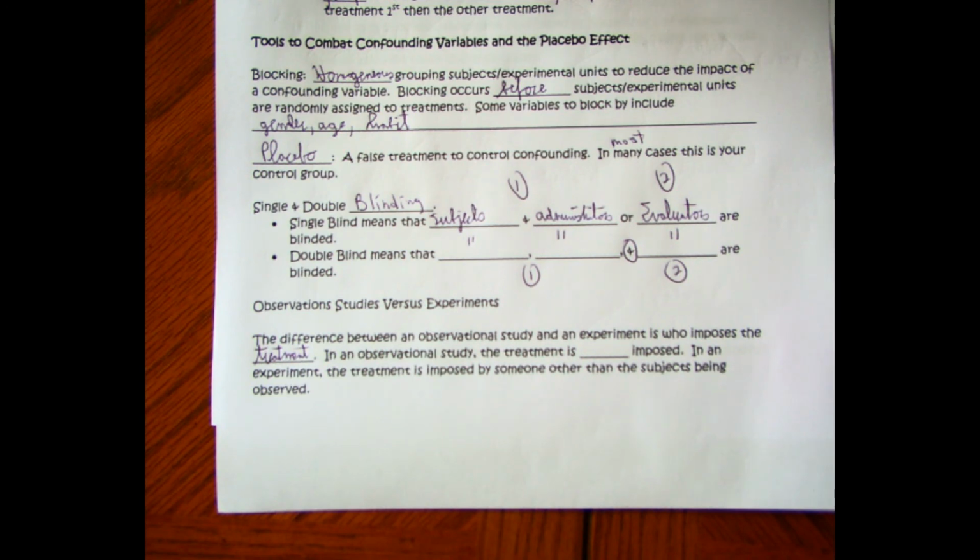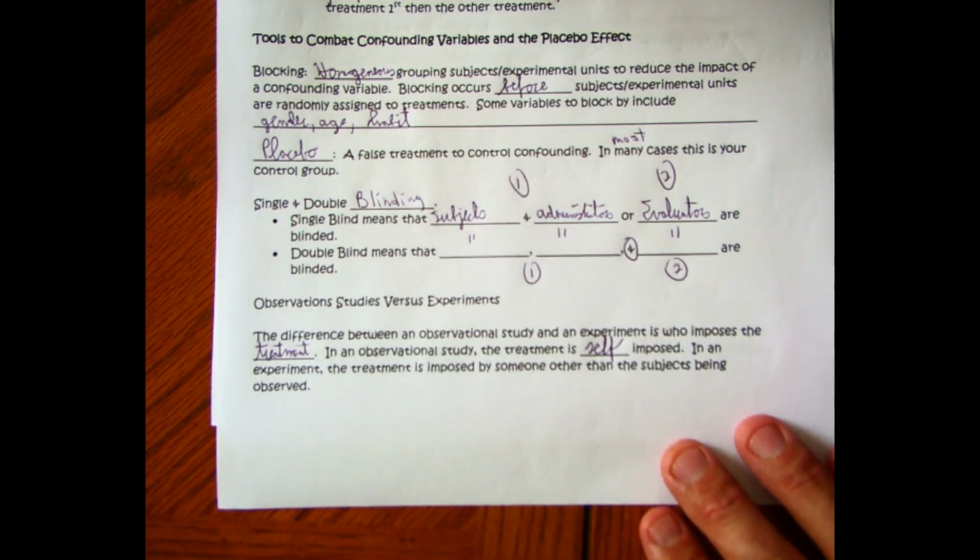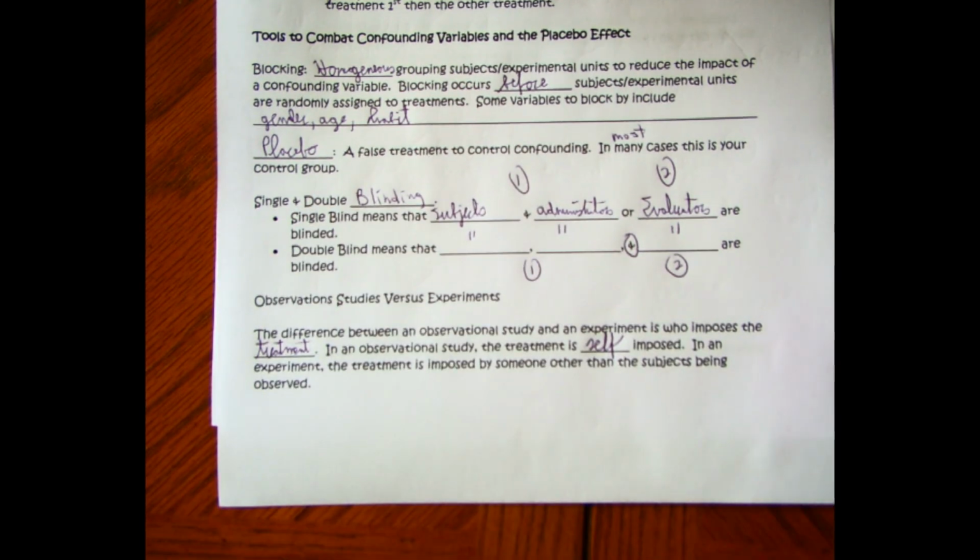In an observational study, the treatment is self-imposed. In an experiment, the treatment is imposed by someone other than the subjects being observed. That's the key difference in the two of those.